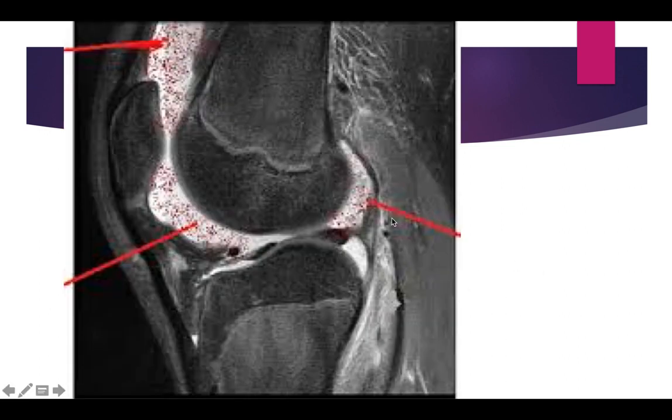Here this is a picture of MRI T2 weighted images. You can see clearly that you have effusion in the joint. All this is fluid, white in color.